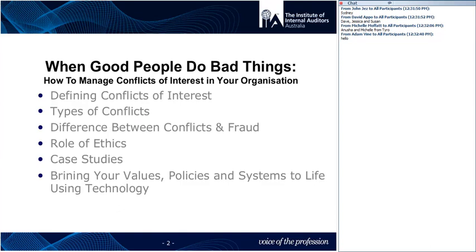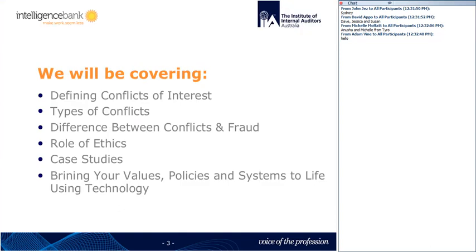So, some of the topics that we'll be discussing. Firstly, we're going to define what a conflict of interest is. We'll talk about the different types of conflicts that exist and the differences between what a conflict is and what fraud actually is. We'll talk a little bit also about the role of ethics within an organization and the importance of creating an ethical environment for business to thrive. And we'll also talk about the cost of not having ethics and systems and structures to avoid conflicts of interest.